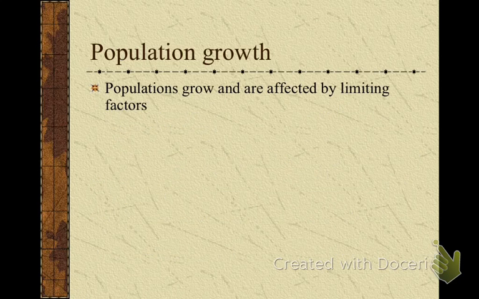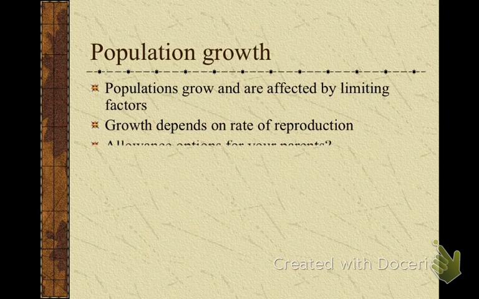Why is it most and not all? Humans are an exception to the rule of limiting factors right now, and I'll get into that. Growth will depend on the rate of reproduction. If you reproduce, you grow more. If you don't reproduce, you don't grow more. Humans are ever increasing. Anybody know what number we've reached for our population? 7 billion last year is what we've reached.